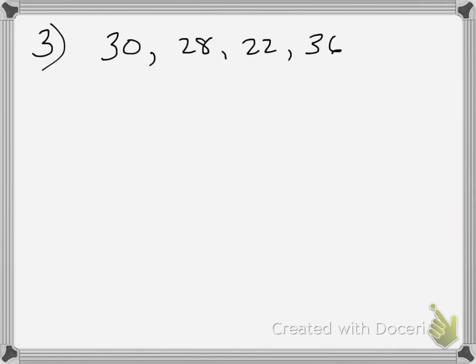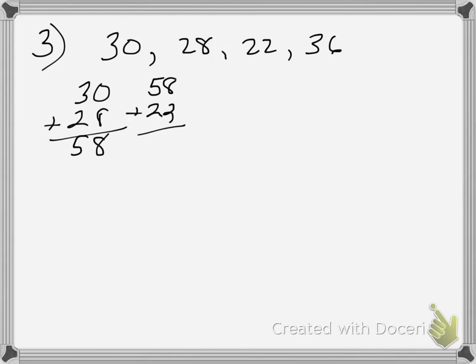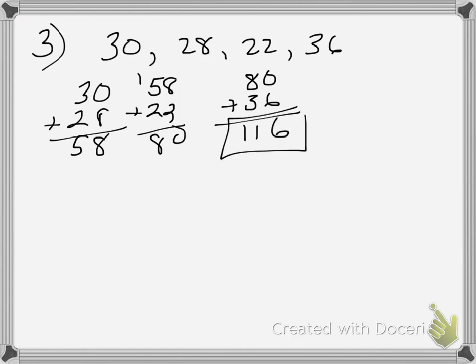Here we have another set of numbers, not test grades. These could be anything. So we start out the same way, adding them up. 30 plus 28 would be 58. Then we'd add in that 22. And lastly, the 36. And there is our total, 116.